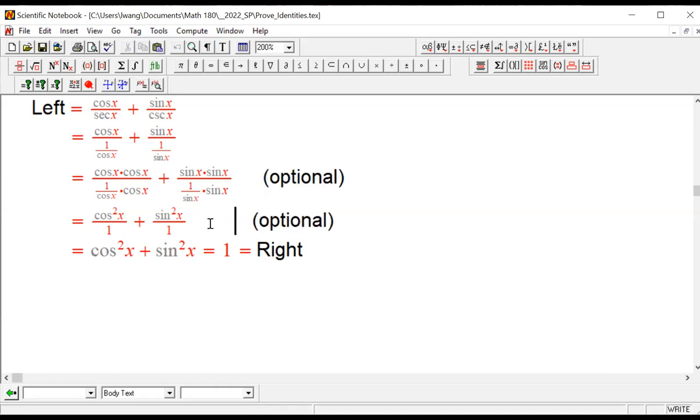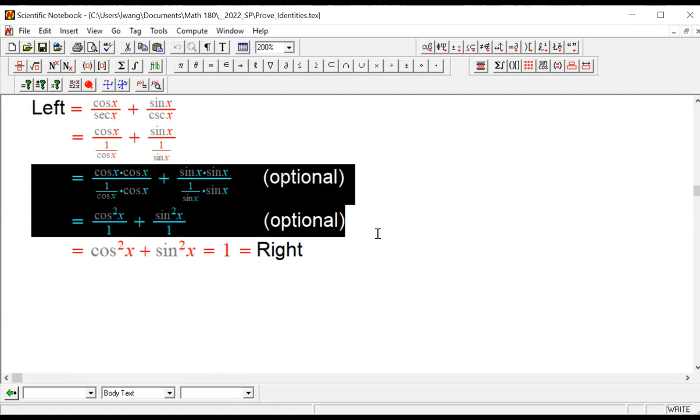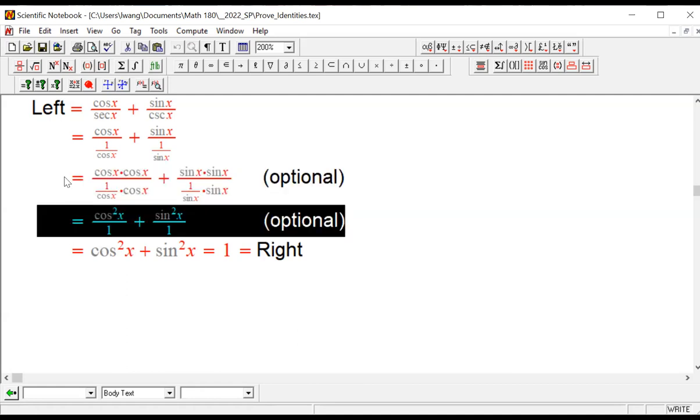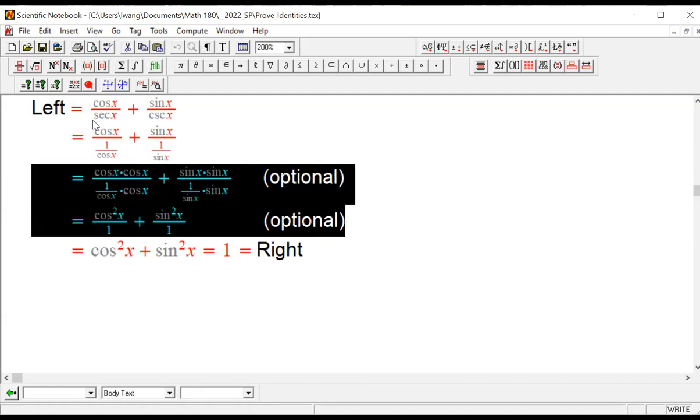Optional means that when you show these pieces of work, if you show them correctly, you're not going to lose any point, but you're not going to get more points either. That's what I meant. If you want to show this work, if I were you, I would not show it. I would just go one, two, three, three steps, it's done.